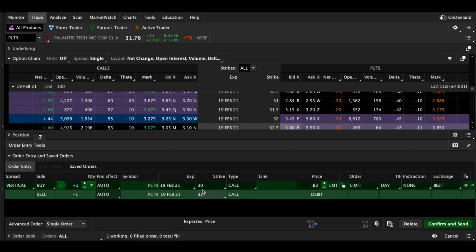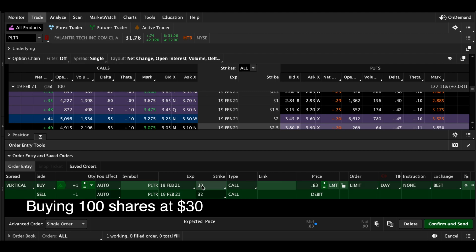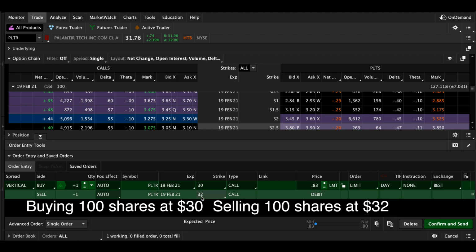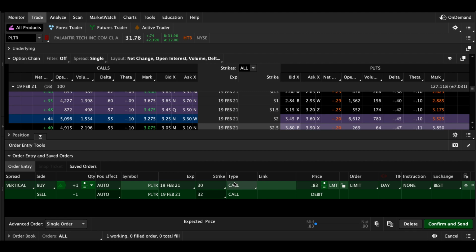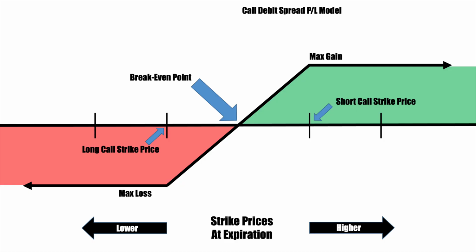So you would essentially be buying 100 shares of Palantir at $30 and then immediately selling it for $32, which nets you $2. This is really going to help you fight greed by having a limit to your profit. You're going to be able to cut out of the trade with a solid price target, knowing that there's no more room to grow. So here's an example of what a call debit spread profit and loss model would look like.